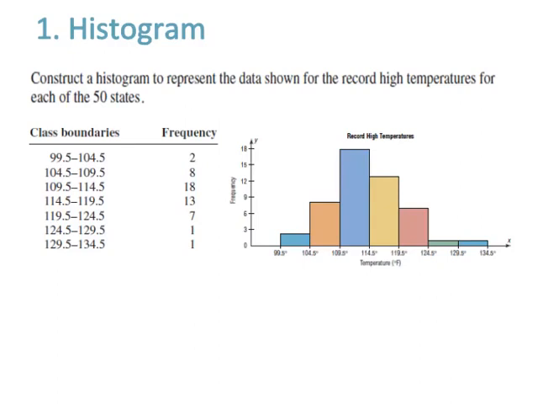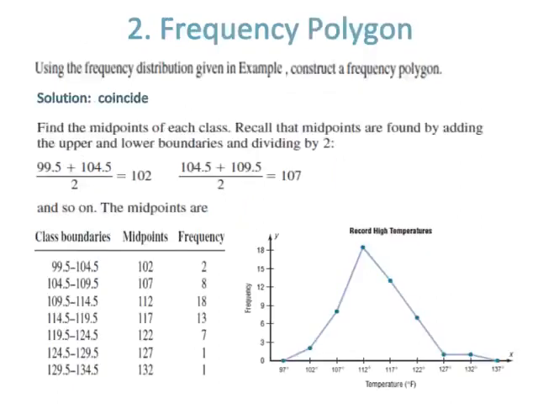134.5. Number 2 is frequency polygon. You can use midpoints, which are calculated by adding upper and lower class boundaries and then dividing by 2 to get the first midpoint. In this way you can find 7 midpoints. The first midpoint is 102, the second midpoint is 107 and so on. The 7 midpoints are taken on the x-axis and frequency is taken on the y-axis.